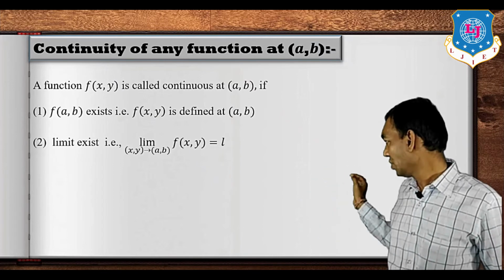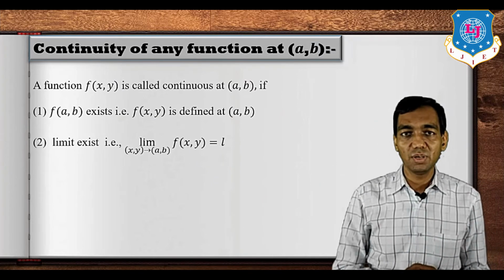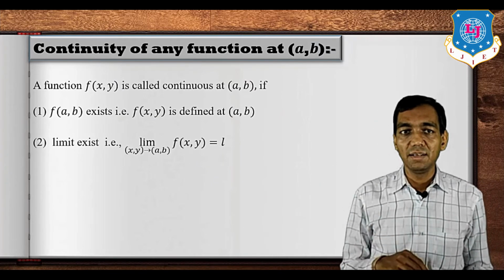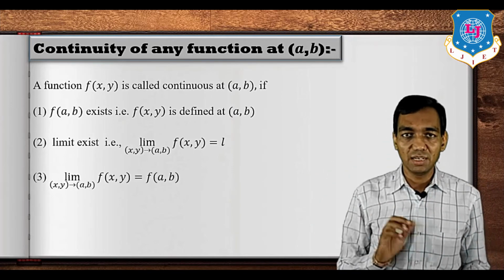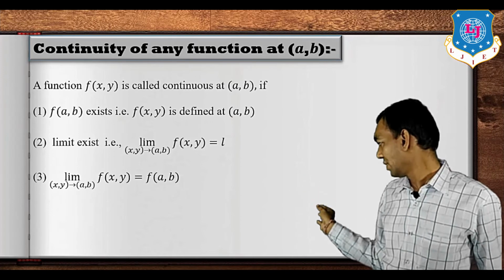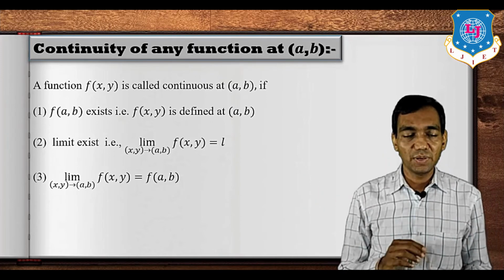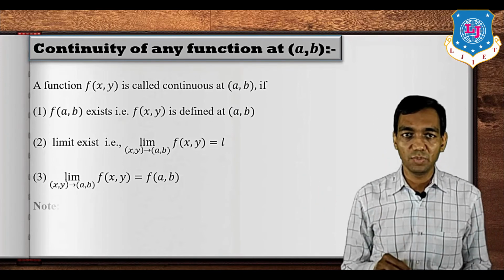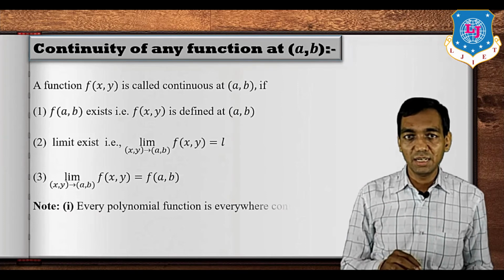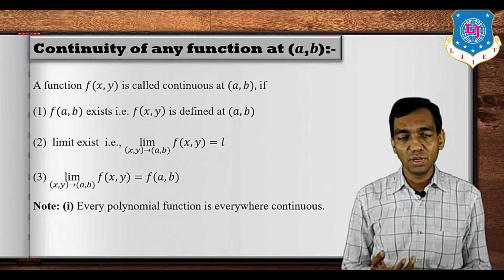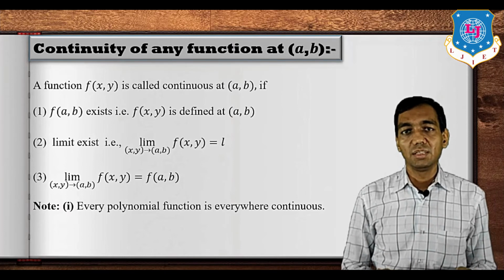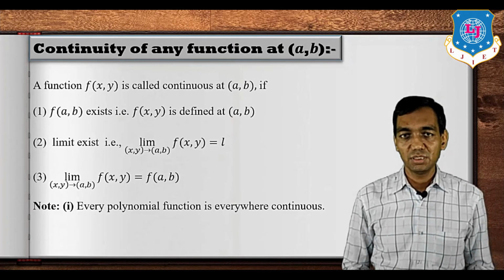That means limit as (x, y) tends to (a, b) of f of (x, y) is equal to something finite. And third, whatever the limit and whatever the value at the point, both are the same. That means limit as (x, y) tends to (a, b) of f of (x, y) is equal to f of (a, b). Now note that every polynomial function is everywhere continuous.